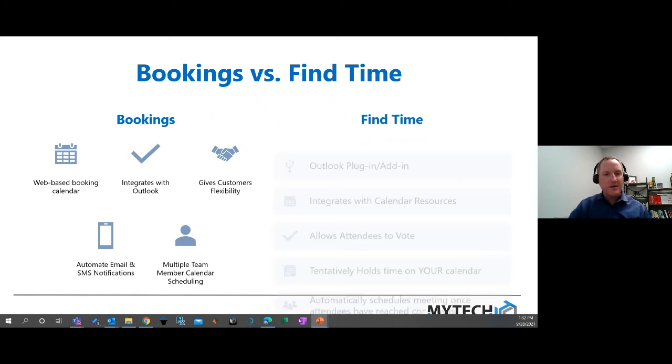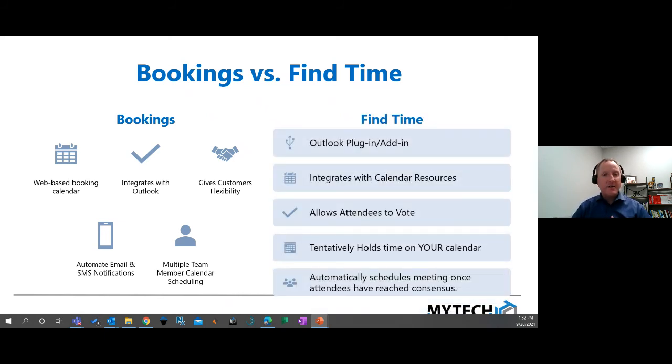For Find Time, it's a little different. It's an Outlook plugin. It does integrate with calendar resources, but it's really your calendar, and then any internal people will give you availability, but you can also work with external folks. It allows people to vote, which is really great. They get to choose the times that work. It also tentatively and automatically holds time on your calendar, and then once your poll has reached consensus, it'll automatically send out a calendar invite, and it will remove the hold times on your calendar that were originally placed there. So depending on what problem you're trying to solve, Bookings or Find Time might be a great solution for you.